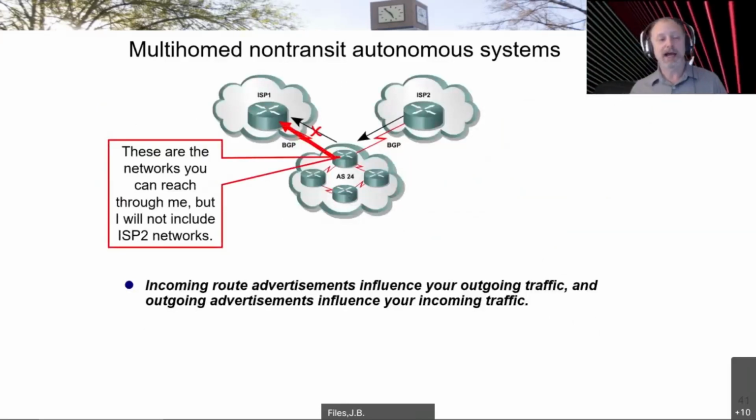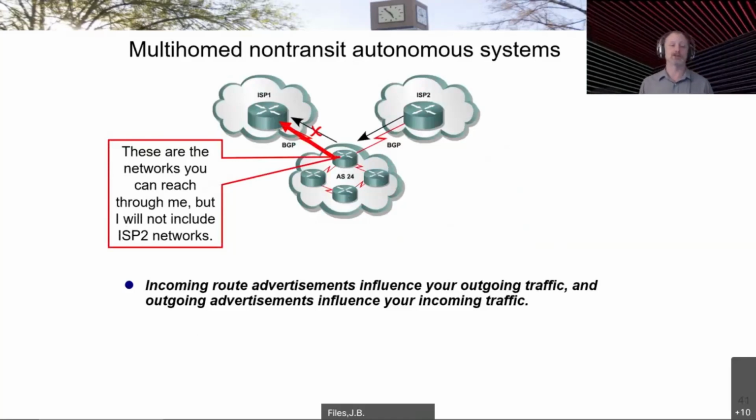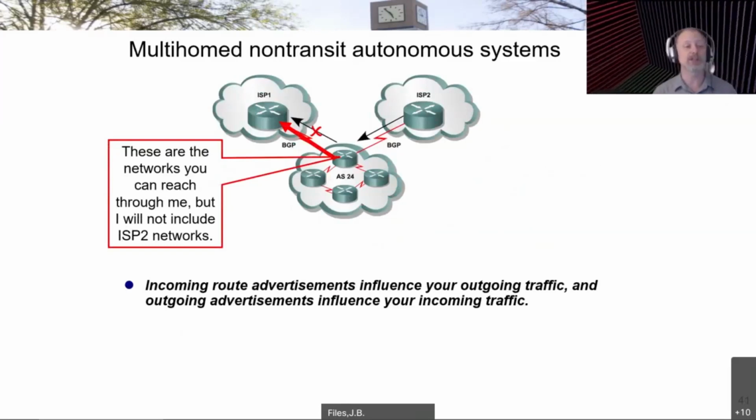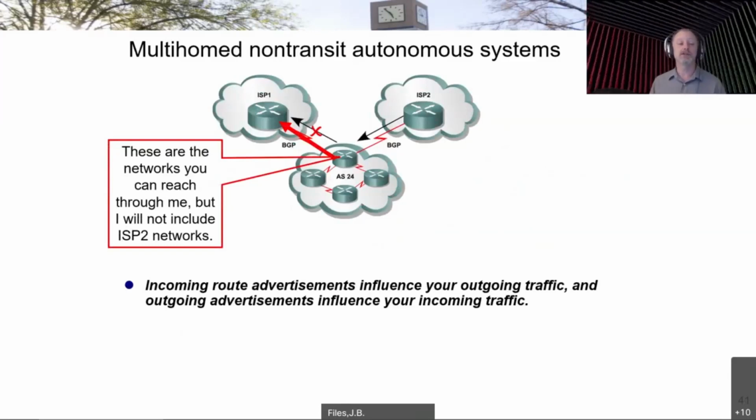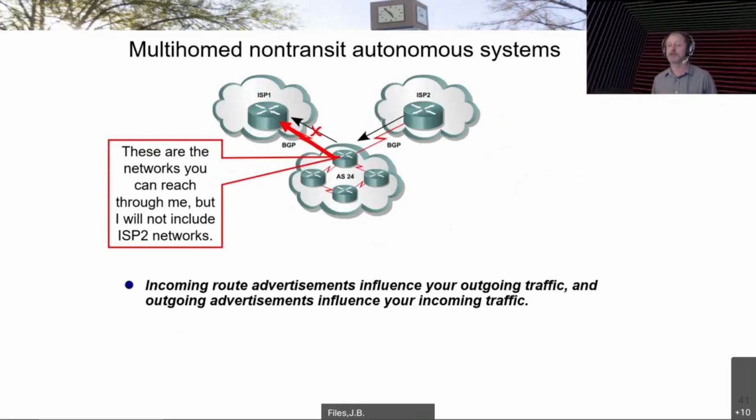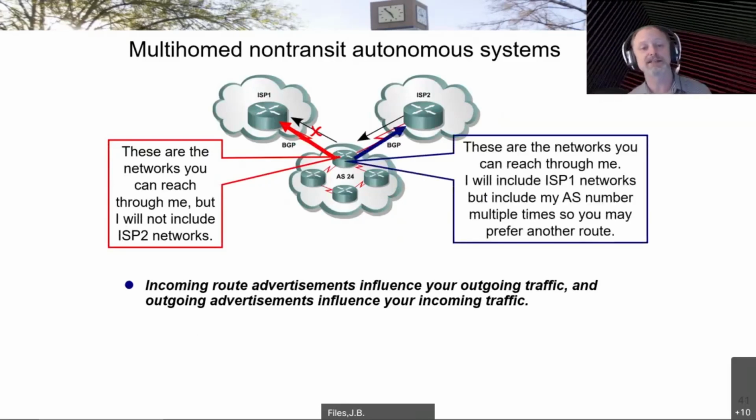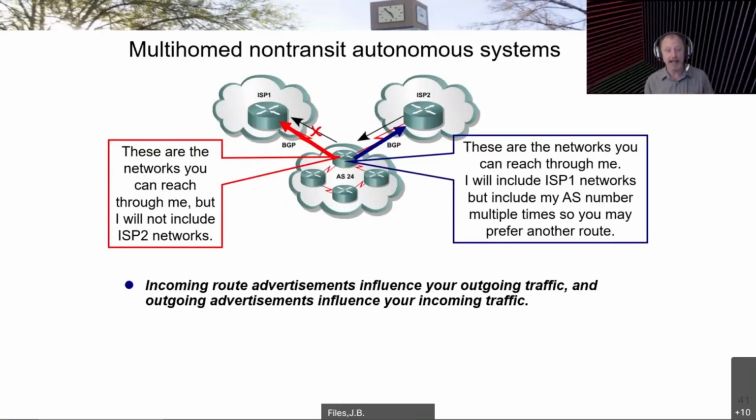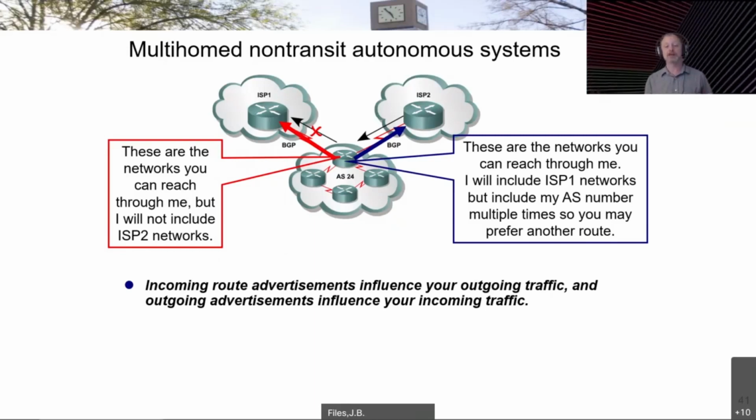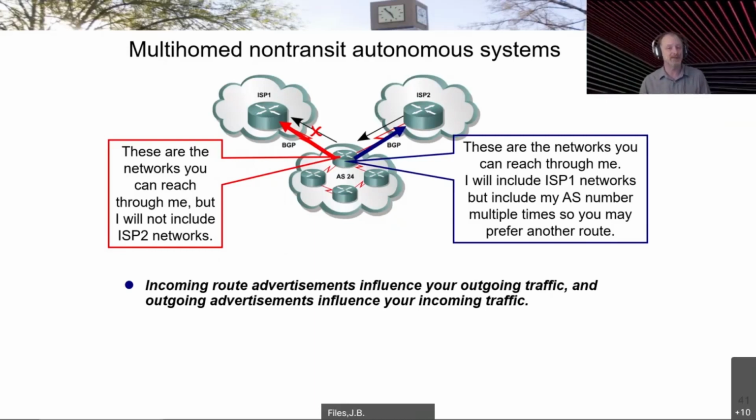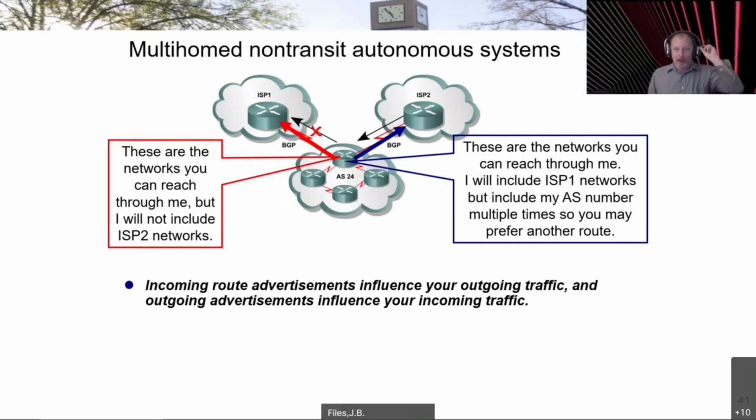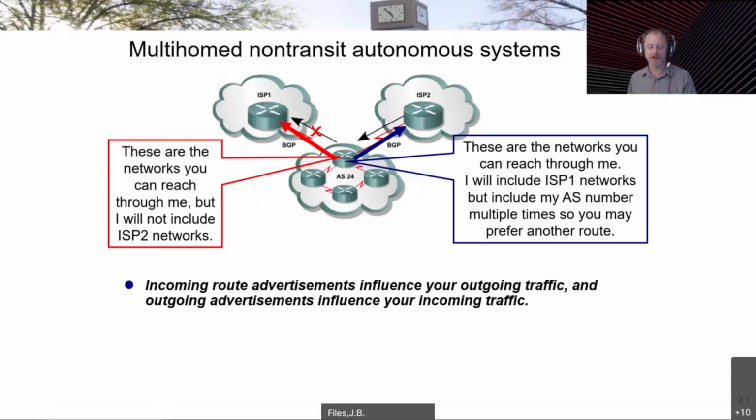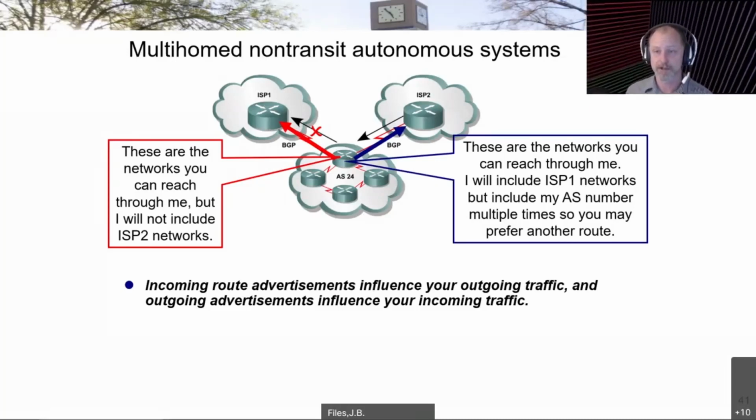So we are also going to advertise our networks to the outside world. Our router talks to ISP1 and says, these are the networks you can reach through me, but I am not going to include ISP2 networks. ISP2 says, these are the networks you can reach through me. I will include ISP1 networks, but I will include my autonomous system number multiple times, so you may prefer another route. We'll talk more about that concept here. That's called AS path prepending.